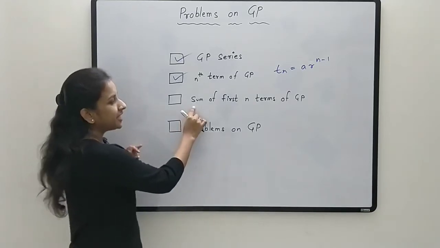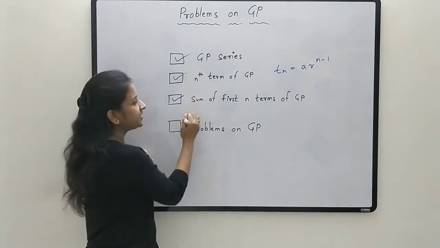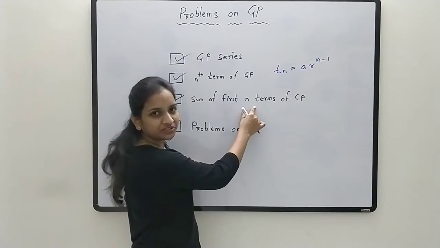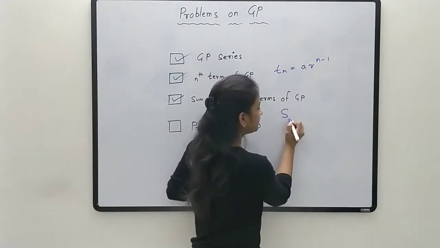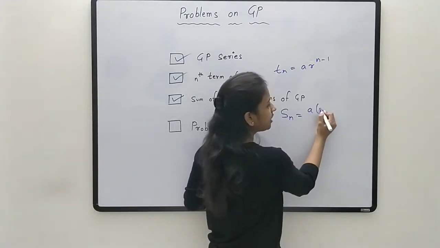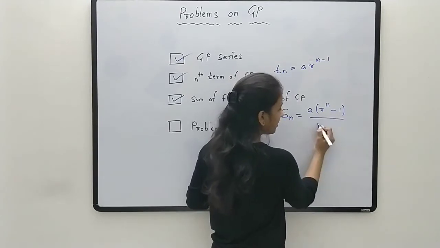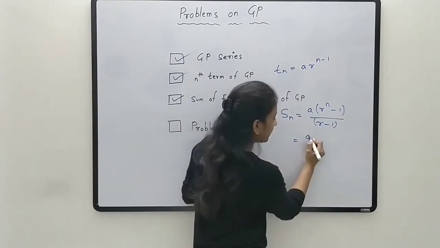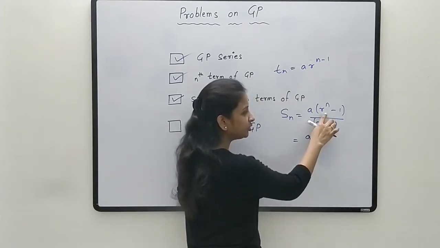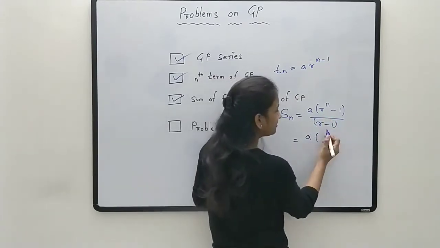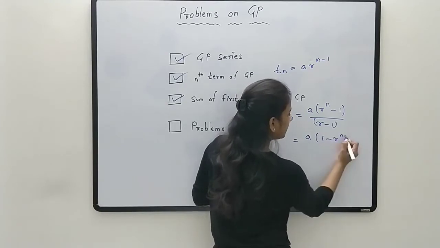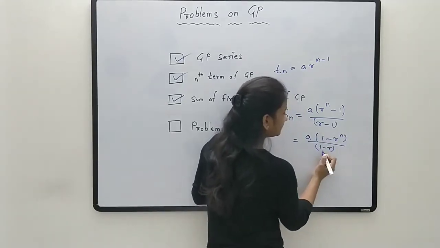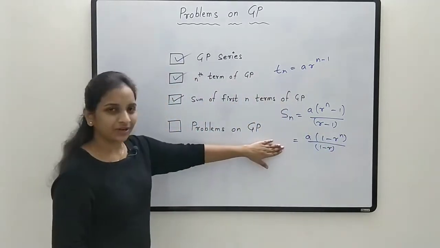Okay. Now then we have studied how to find sum of first n terms of GP. The formula for that, sum is equals to A into R raised to n minus 1 divided by R minus 1. This formula is also written as A into, multiplying minus 1 to numerator and denominator, so what we will get? 1 minus R raised to n divided by 1 minus R. Okay. This is the sum formula.